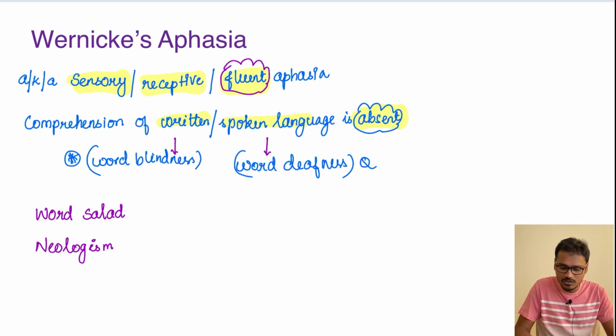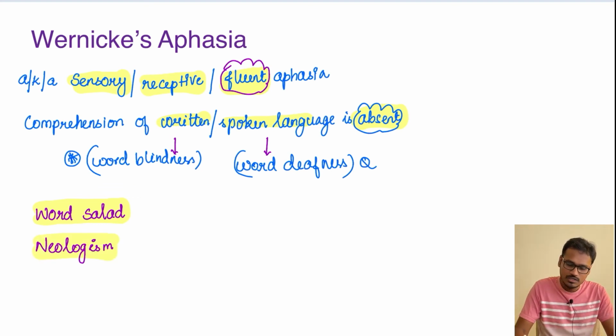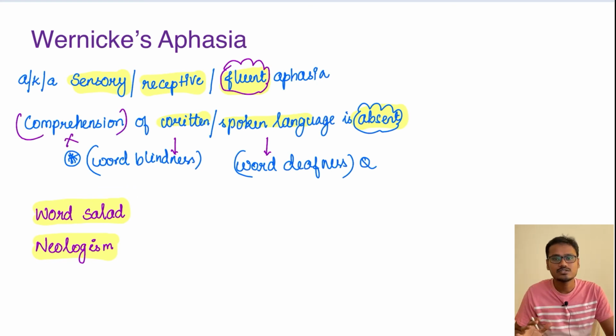And he will do something called word salad. He is not understanding anything, but he will be trying to create some sounds which will look as if the words have become a salad or mixed with each other. And sometimes they will produce new words also, which is called neologism. The most important thing to be noted in Wernicke's is that the comprehension is lost, the understanding is lost.